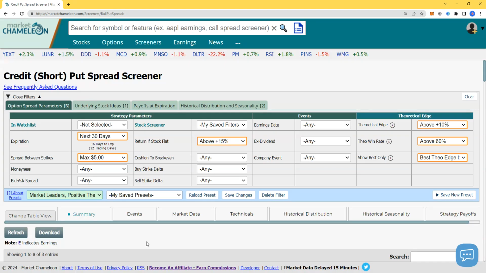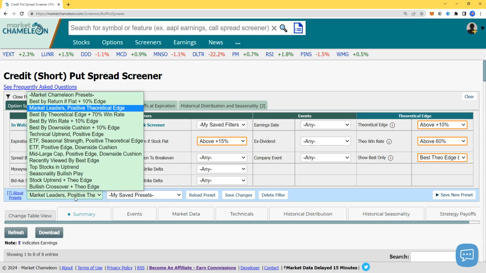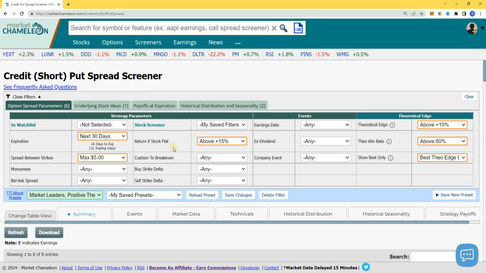So, this Market Chameleon predetermined setup has all the market leaders that you know, like, and love, and a positive theoretical edge. What's a positive theoretical edge? That means that you are collecting even more income than what you should have based on history. So if you sell a put credit spread on market leaders, this filter will find you a trade where you're going to make even more money than what you should have based on history. We're going to look at a couple of examples. So let's see what they found here.